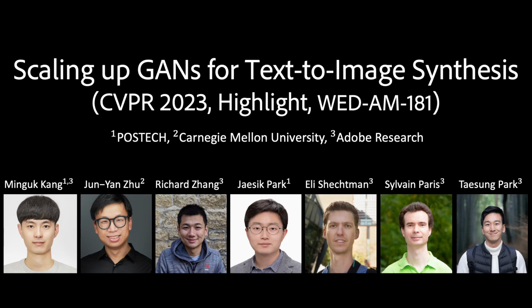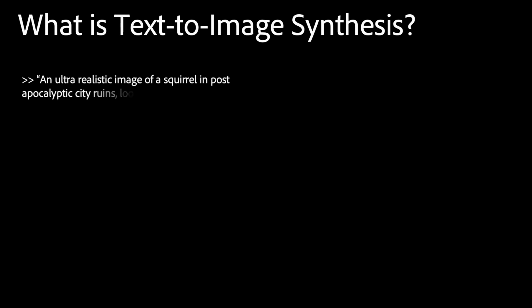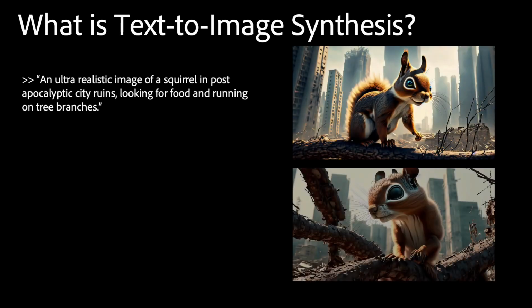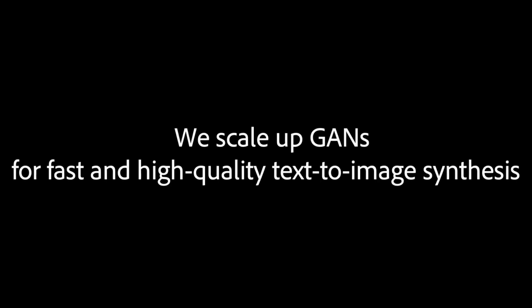Hello, I'm Mingguk Kang. I will present our work on scaling up GANs for text-to-image synthesis. Text-to-image has recently become quite popular. For example, large-scale diffusion models are able to synthesize realistic image given a text prompt. In this study, we aim to achieve the same capability with a GAN model and present GigaGAN, the first 1 billion parameter GAN for fast and high-quality text-to-image synthesis.